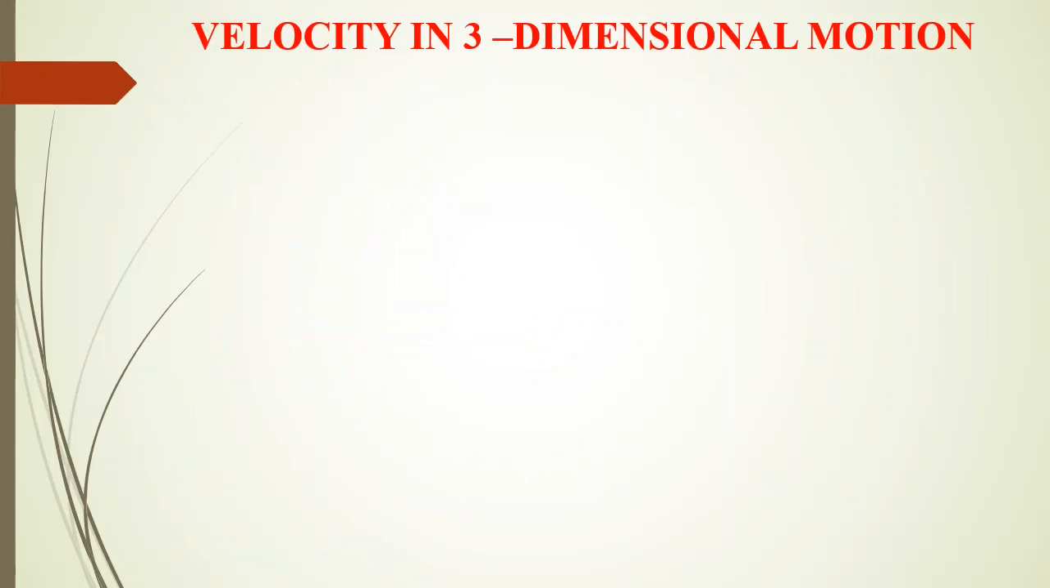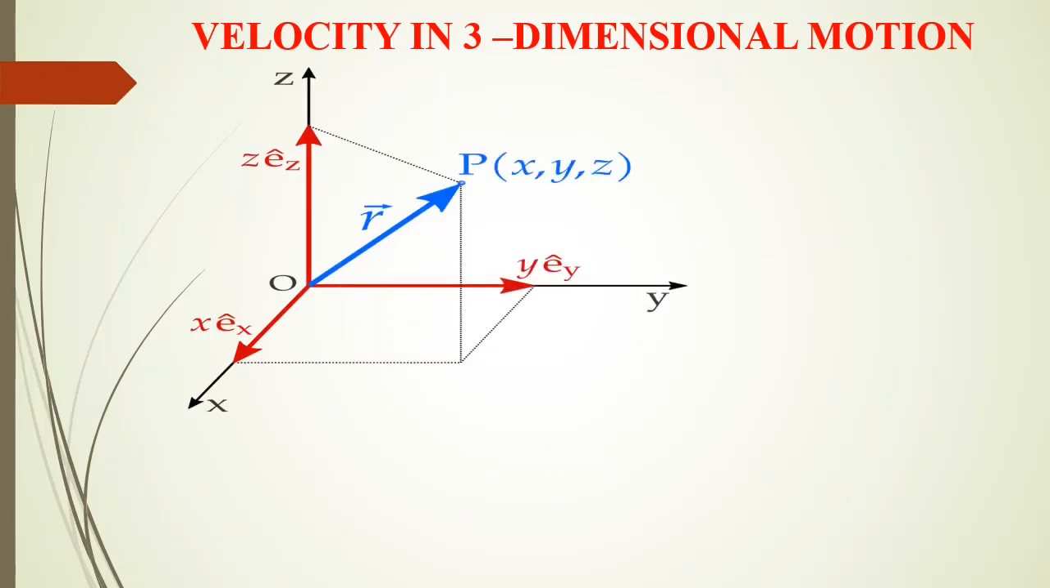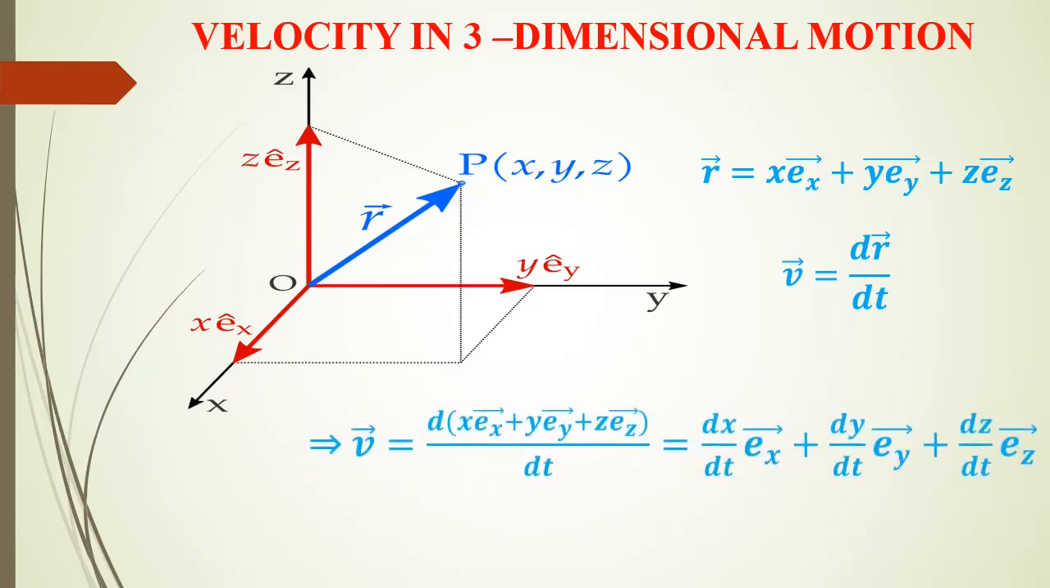So now let us look at the velocity in three-dimensional motion. So consider this coordinate system. Clearly we see that the position or the displacement vector r vector equals xex plus yey plus zez. From velocity equals the derivative of the displacement vector with respect to time, we therefore have v vector equals the derivative of xex plus yey plus zez dt, which therefore equals vxex plus vyey plus vzez.